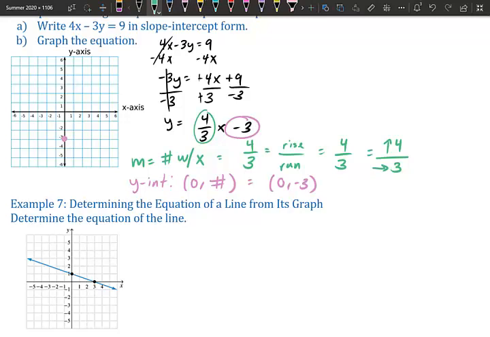And then we're going to use the slope. So at the y-intercept, I go up 4. So 1, 2, 3, 4. Then right 3. 1, 2, 3. And we connect the dots.